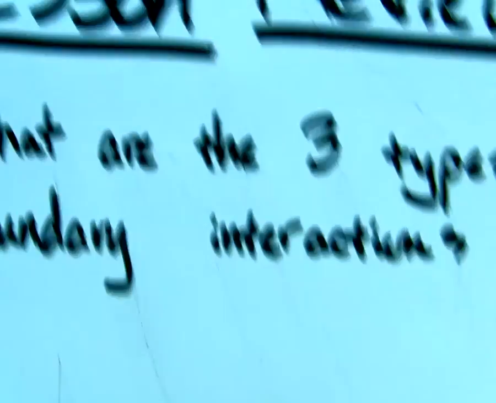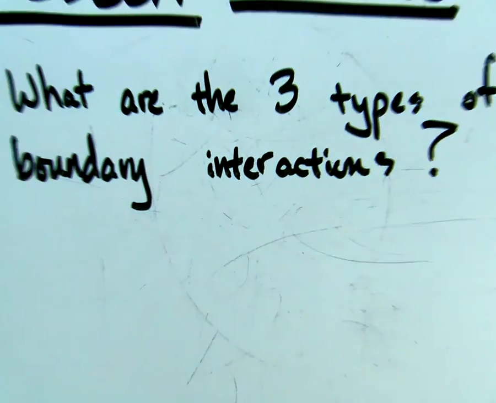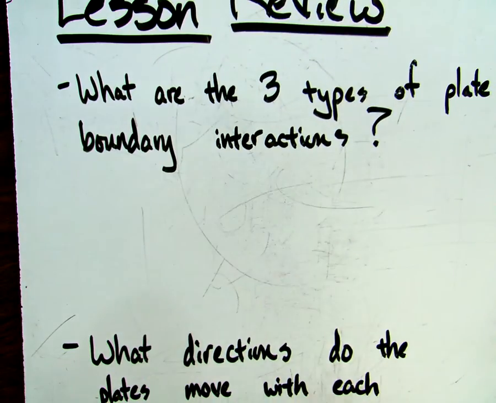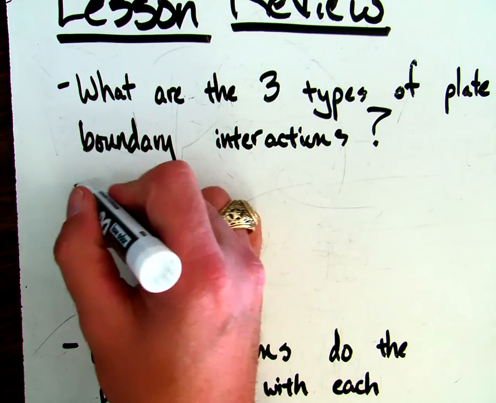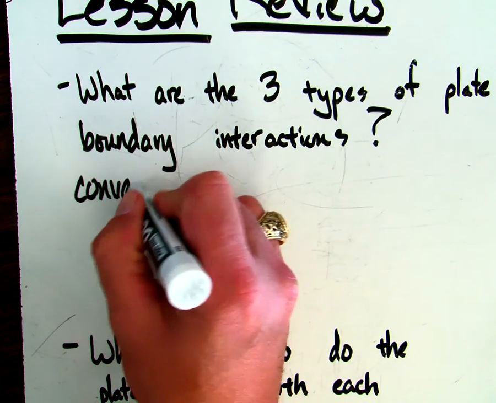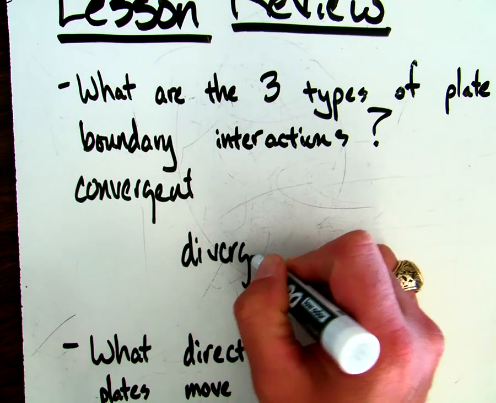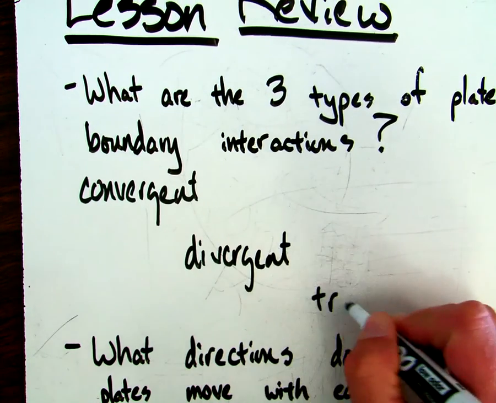So what I'd like to do is just quickly hit the lesson review and see if we could fill this out. So what are the three types of plate boundary interactions? I'm just going to write these out as we go along. So you have convergent, and then divergent, and transform.